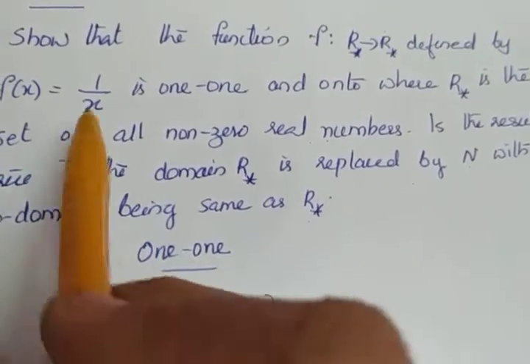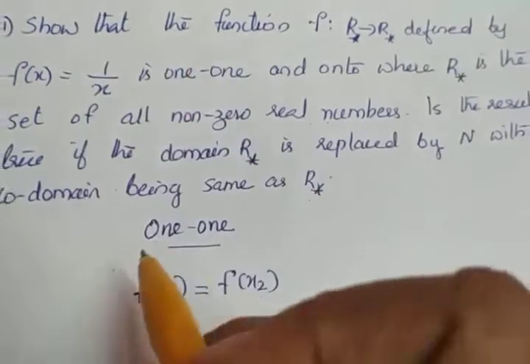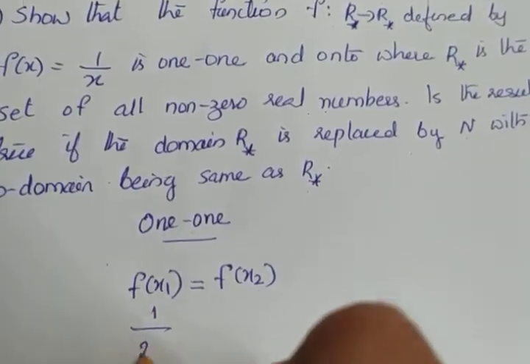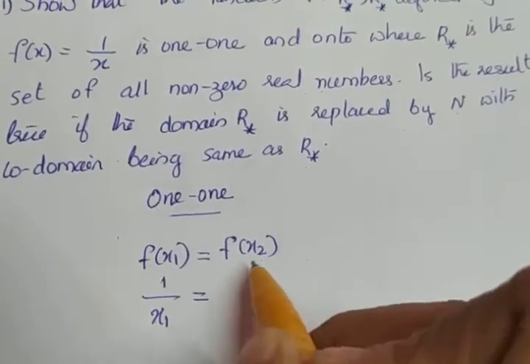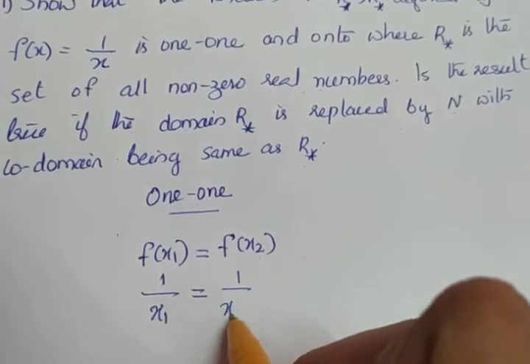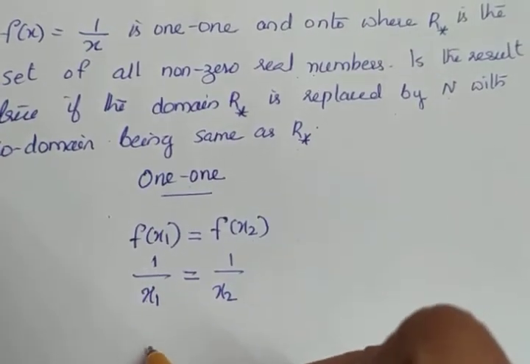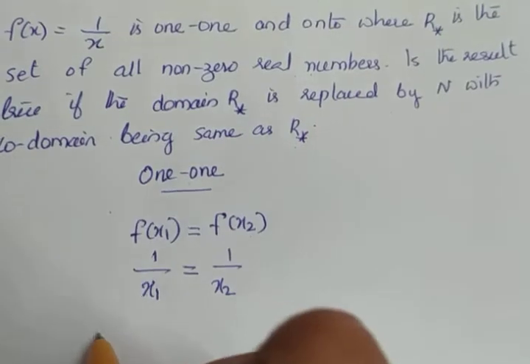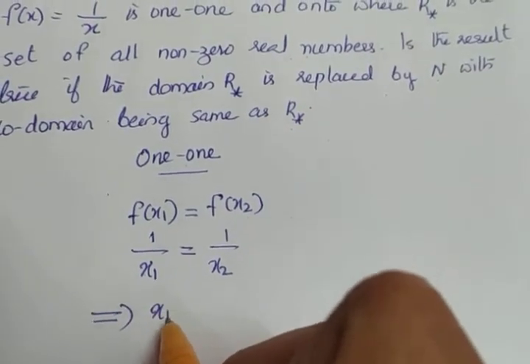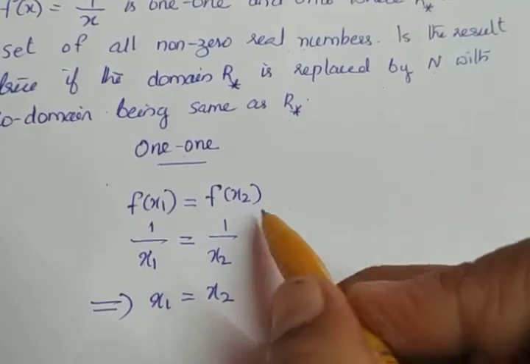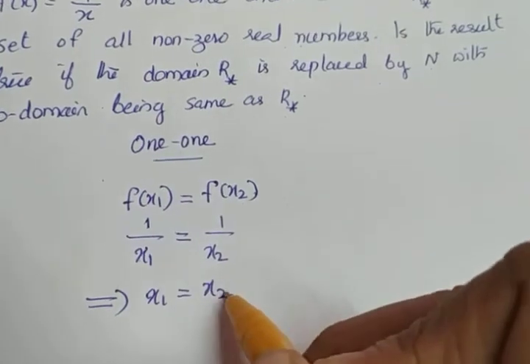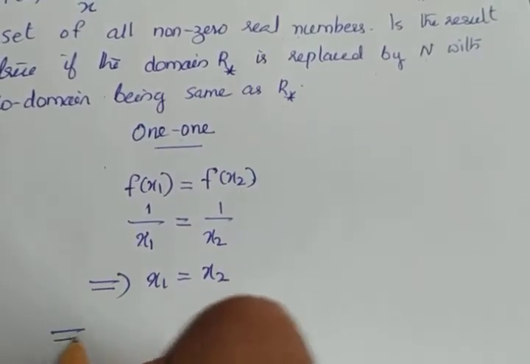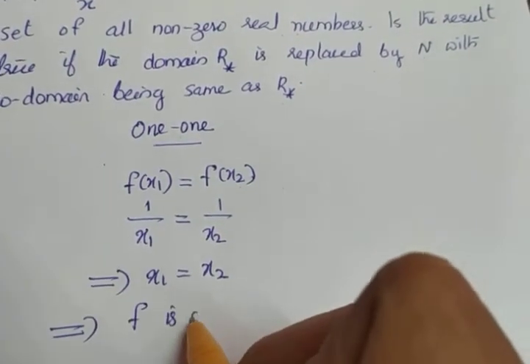What is f of x? F of x is 1 by x. So f of x1 will be 1 by x1 is equal to, what is f of x2? 1 by x2. If I take the reciprocal on both sides, or just cross multiply the equation, what I get is x1 is equal to x2. So we took f of x1 equal to f of x2 and we got x1 equal to x2, which implies f is one-one.